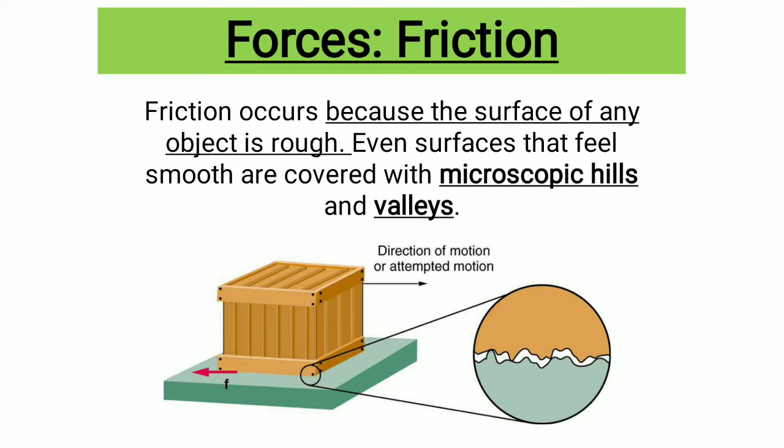If we magnify the diagram that is present between two objects, we will see that there are microscopic hills and valleys that are present on the rough surfaces. If we see the arrow on the right hand side, the black arrow depicts the motion in which we are applying the force, and the red arrow depicts the force in the opposite direction.